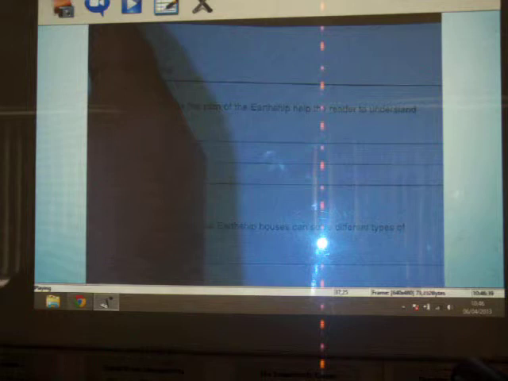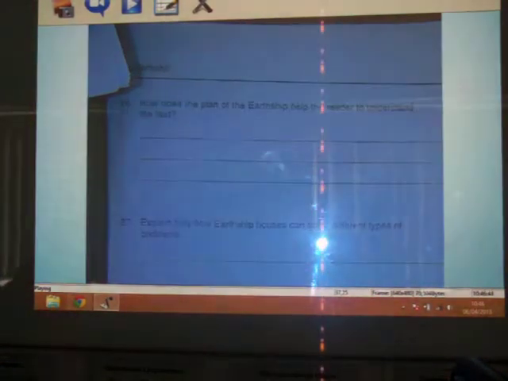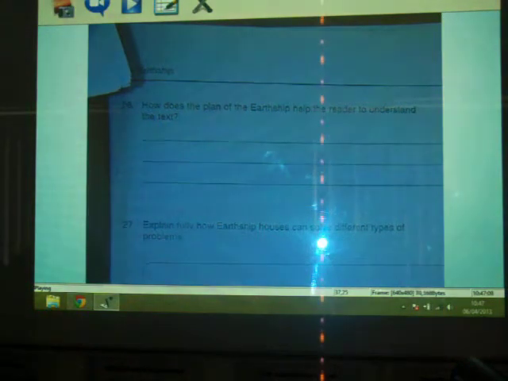So the question is, how does the plan of the Earthship help the reader to understand the text? What is it facilitating for us? They told us about the Earthship on the first page, showing the picture of the outside, and now they're showing us what it looks like inside, the layout. This is like a normal house. You have living rooms, bedrooms, bathrooms and kitchens. So it helps you to visualize where everything is.